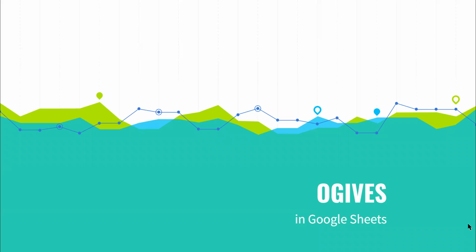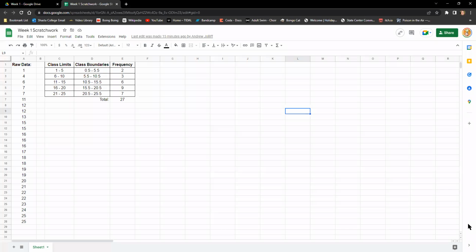Hi everyone. In this video, we're going to cover how to construct an ogive in Google Sheets. Like the previous two videos, we're going to use that sample data that we have built into a grouped frequency distribution.